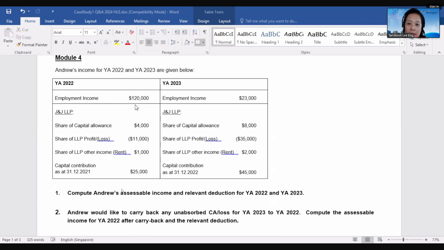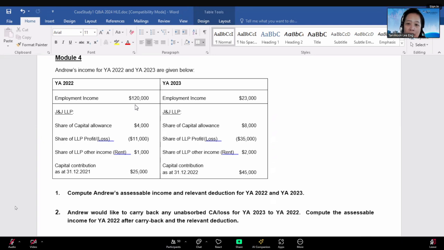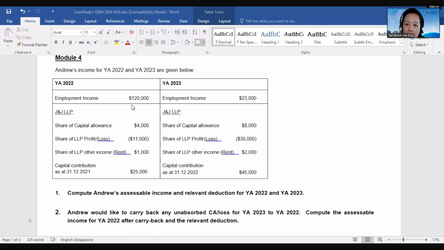Before I go through this case study, Jean, you have written a question on slide 47. You're asking, can you explain the 20,000? Why is it that the RD for YA 2023, how is it calculated? Maybe you have the slide with you.